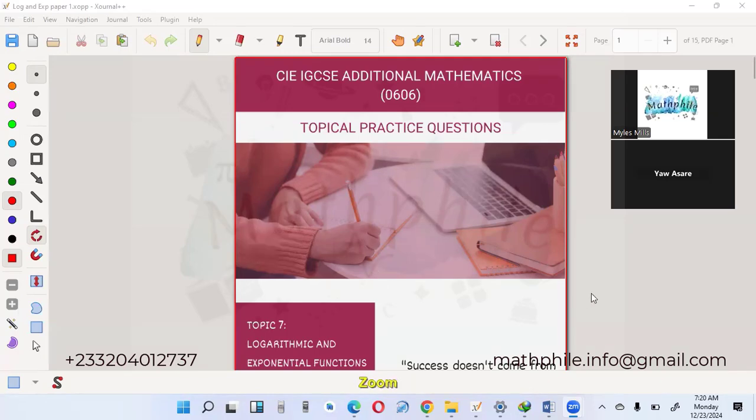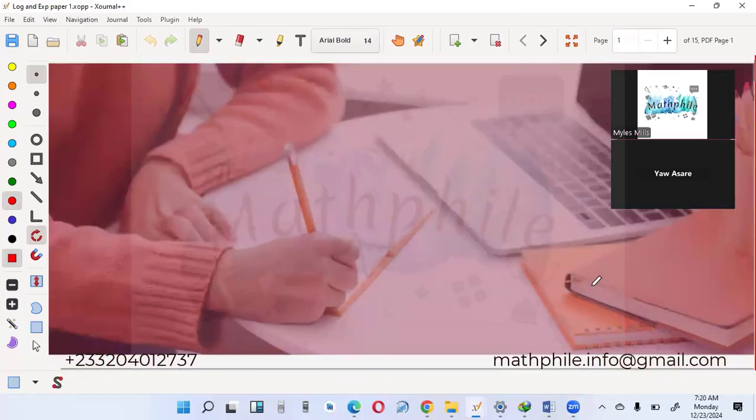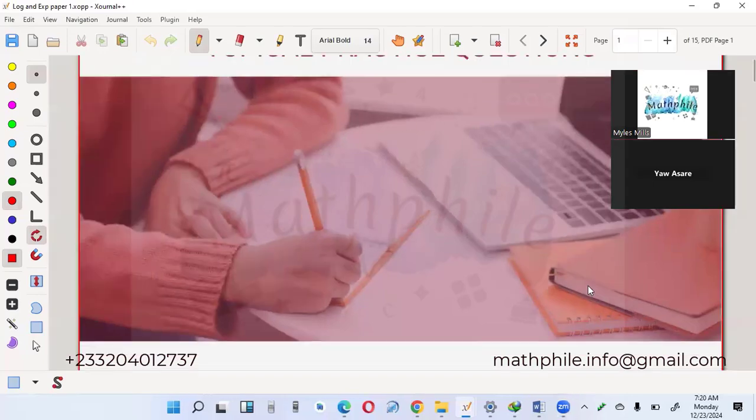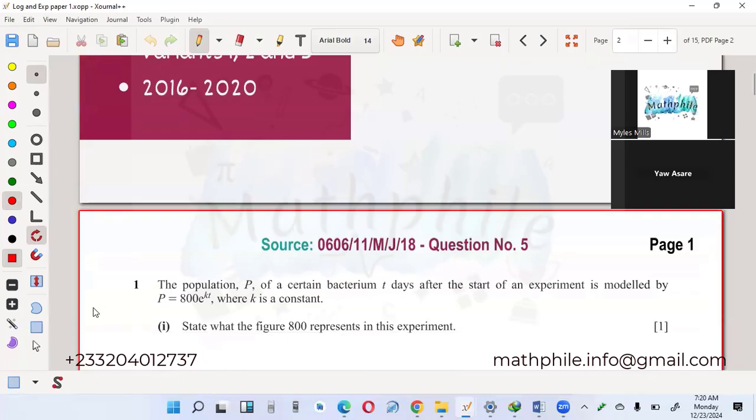Now, the application is no different from the solving of the questions. It's just the same thing. This time we are applying the logarithm to real life problems. And as a science student, you come across this a lot. One application you can use logarithm for is going to be for growth, population.